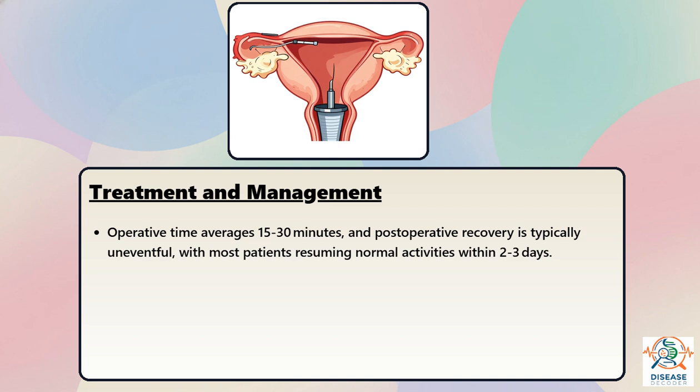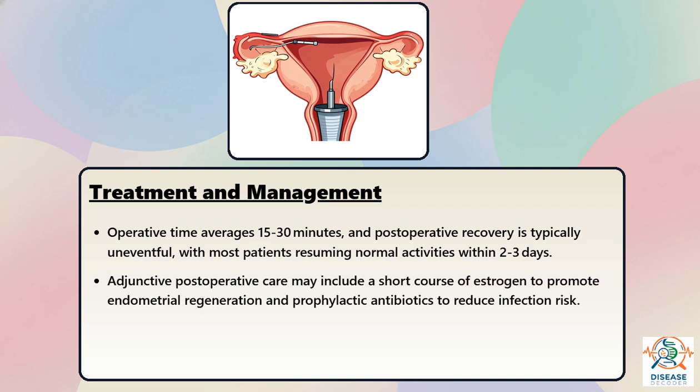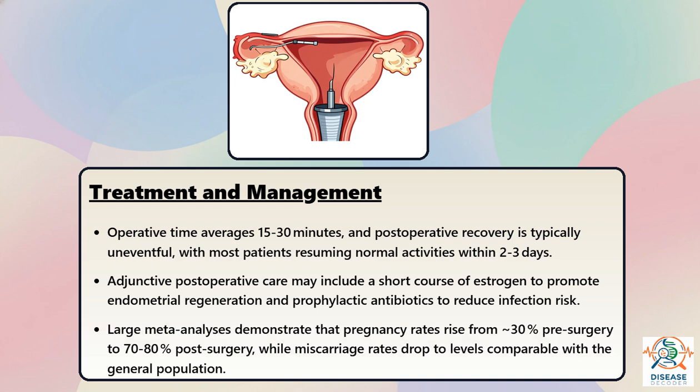Operative time averages 15 to 30 minutes, and post-operative recovery is typically uneventful, with most patients resuming normal activities within 2 to 3 days. Adjunctive post-operative care may include a short course of estrogen to promote endometrial regeneration and prophylactic antibiotics to reduce infection risk. Large meta-analyses demonstrate that pregnancy rates rise from approximately 30% pre-surgery to 70 to 80% post-surgery, while miscarriage rates drop to levels comparable with the general population.